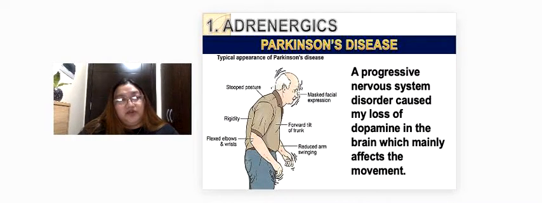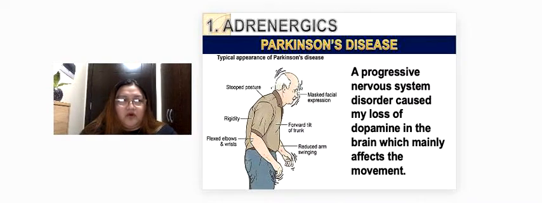Another drugs that may affect the adrenergic nervous system are drugs for Parkinson's disease. So, isa pa ulit siyang sakit. Ang Parkinson's disease, it's a progressive nervous system disorder caused by loss of dopamine in the brain, which mainly affects the movement. Dopamine is a neurotransmitter. At yung neurotransmitter na yan ay responsible sa ating extrapyramidal system. Pag sinabing extrapyramidal system, ito yung ating mga body movements.